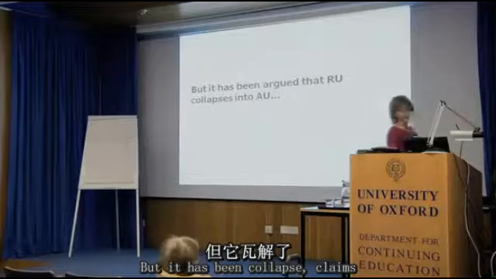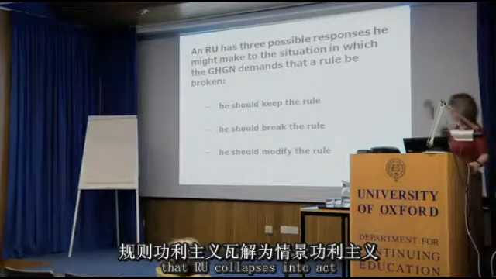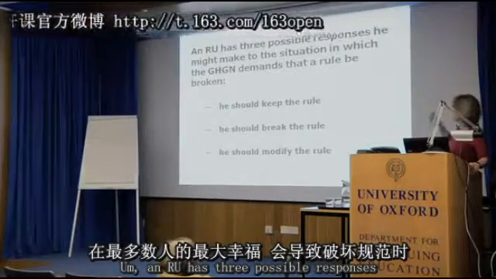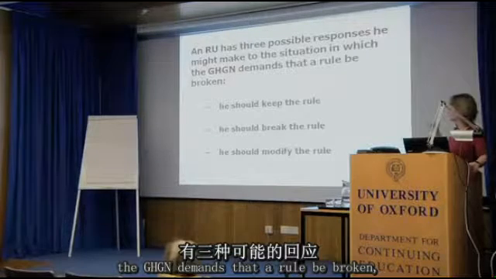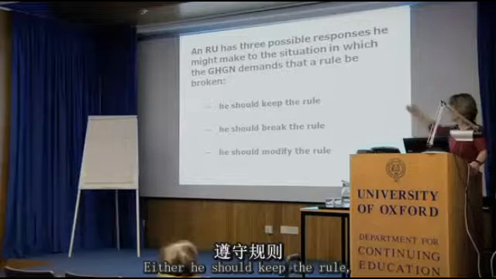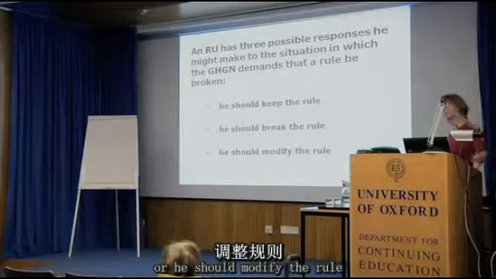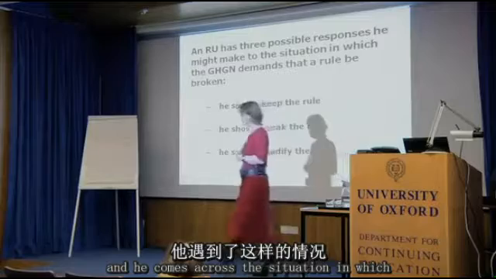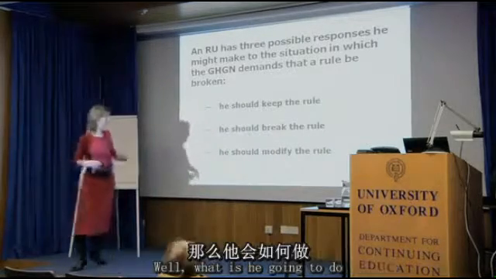But it has been claimed that rule utilitarianism collapses into act utilitarianism. A rule utilitarian has three possible responses he could make to the situation in which the greatest happiness of the greatest number demands that a rule be broken, doesn't he? Either he should keep the rule, or break the rule, or modify the rule. So here's a rule: don't lie. And he comes across the situation in which the Nazis are asking, are there any Jews here? Well, what's he going to do?